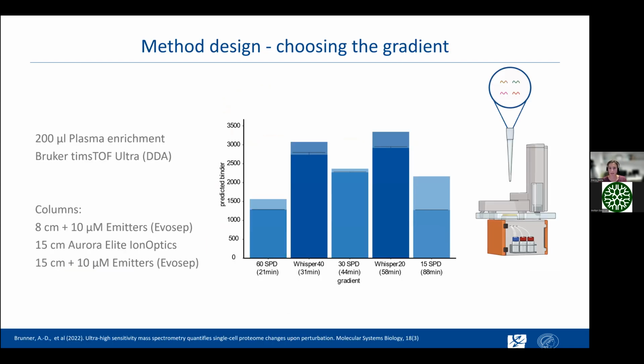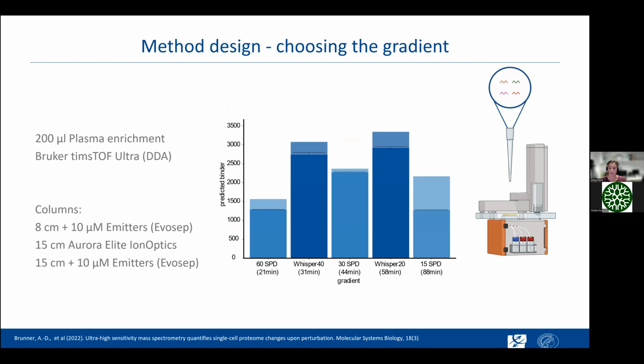So choosing the gradient here for me was a compromise between speed and depth. I compared gradients, all run on the EvoSep system. So these are preformed, preset gradients. The part to decide on here really is the gradient length and the column setup I'm going to use. These are either done on 8 centimeter columns, so the 21-minute gradient, or on 15 centimeter columns for the 44-minute gradient and 88-minute gradient.